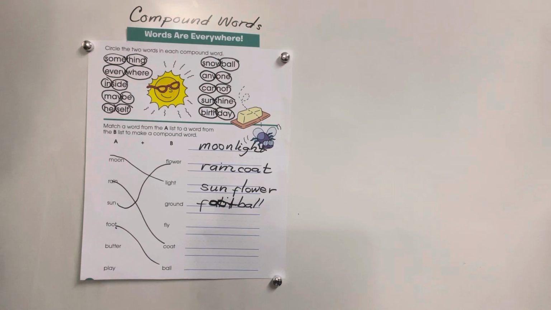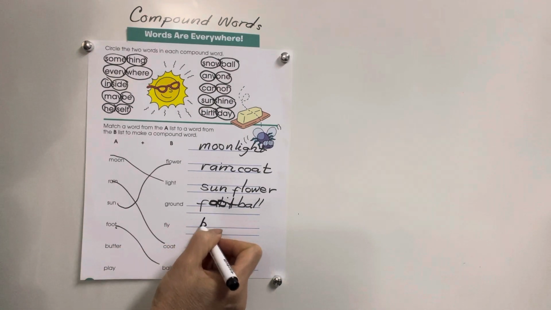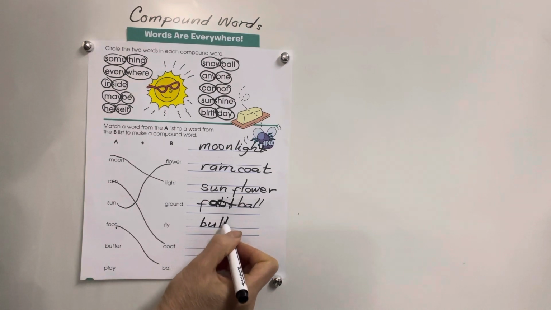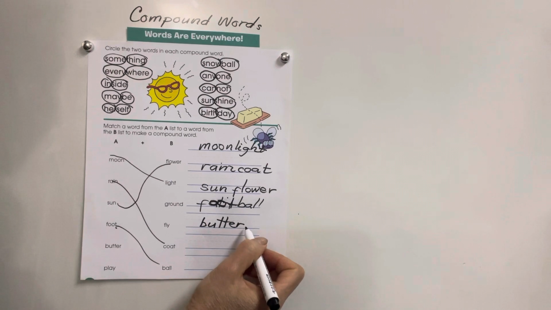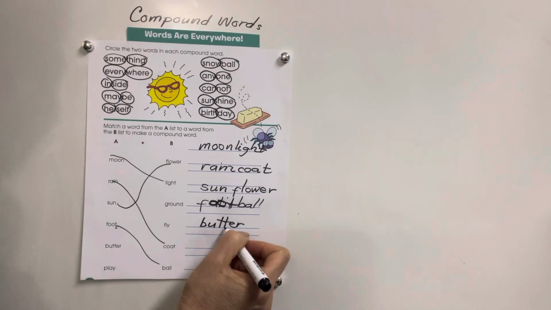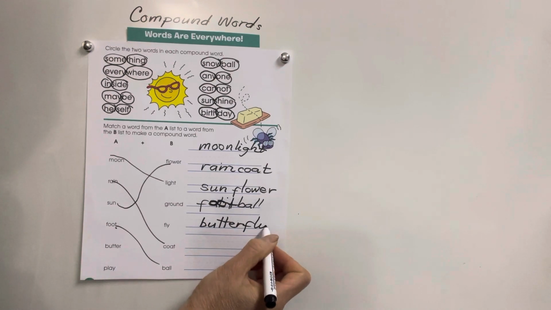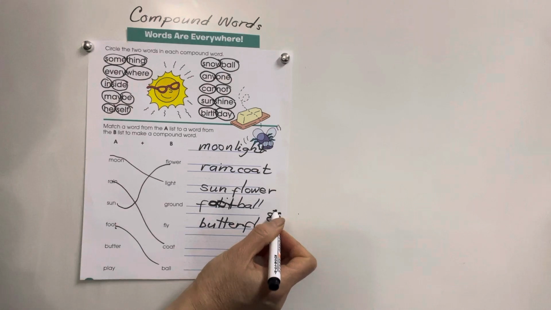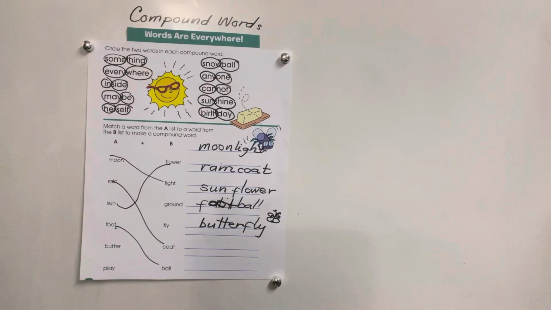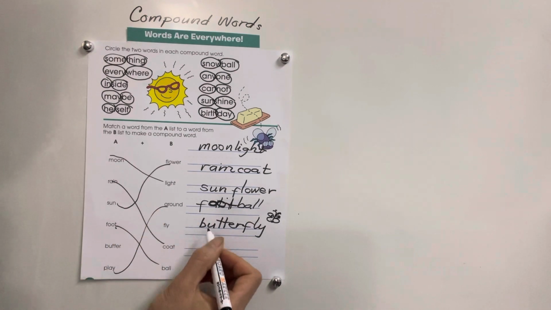Now, butter. Butterfly. Butter is the butter you eat, and fly is the fly. But when you see the words butter and fly joined together, they become butterfly. So it becomes a different animal, a different insect, a butterfly. So it changed the meaning. Can you see? Now the last one. Play. Playground.